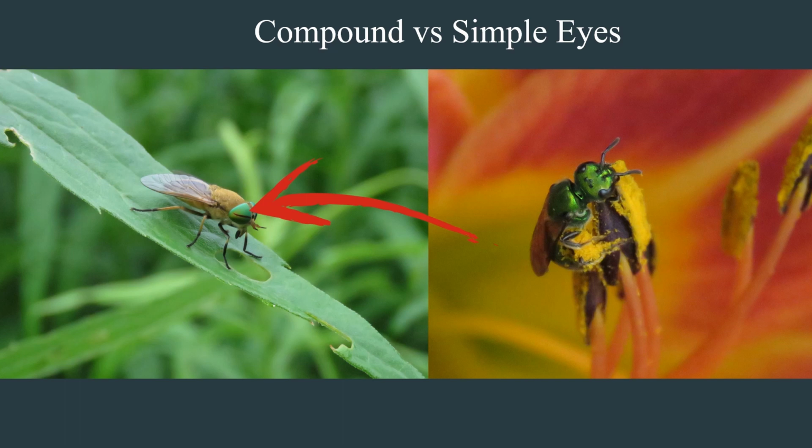It's not simple eyes, which are over here on the right. Those are just little dots that don't even really see vision. It's kind of like a light and dark sensor. They can only see changes in light. So that's the big difference between compound and simple eyes: simple eyes are usually smaller and they're just little dots, and compound eyes have many little eyes that make up a big eye.